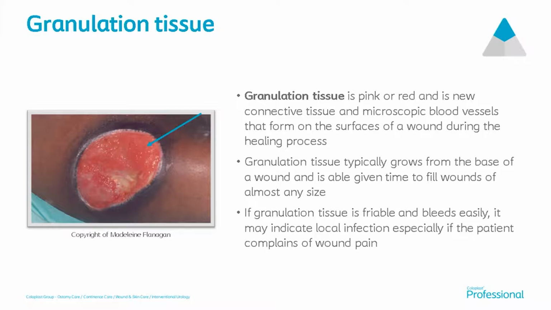Then we look at granular tissue. It should be pink or red, and it's that new connective tissue with the new formation of blood vessels sitting at the surface, which is really helping the wound to progress towards the final stages of healing. Granulation tissue sometimes can appear quite friable, and it can bleed quite easily. And that's sometimes an indicator that you've got a local infection or biofilm presence potentially. And that can then delay the wound healing. So we need to be able to identify whether it's healthy granulation tissue or whether it's granulation tissue that might have something else going on with it as well.